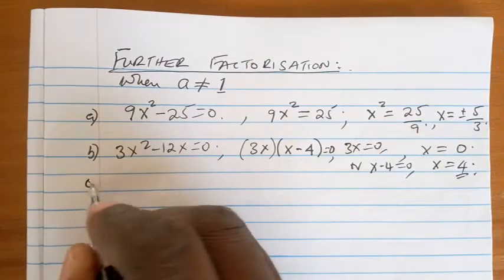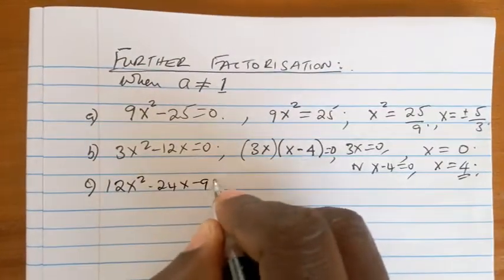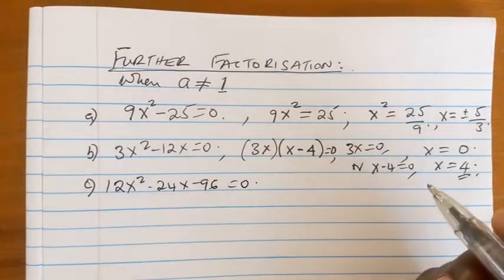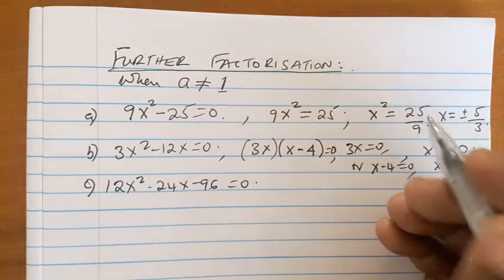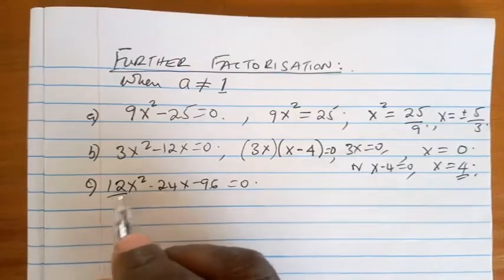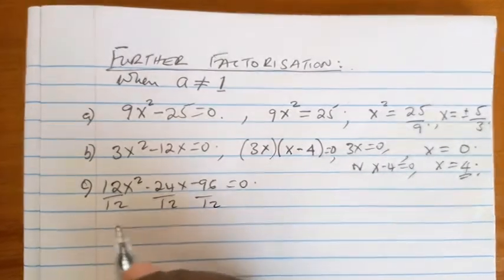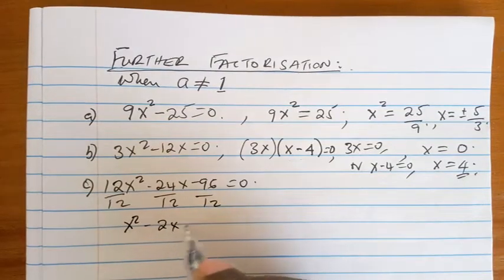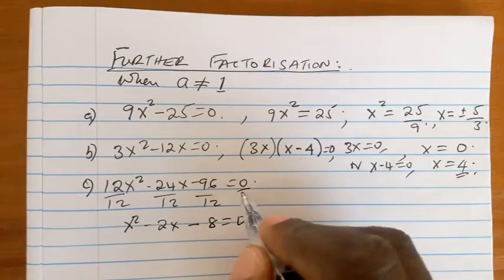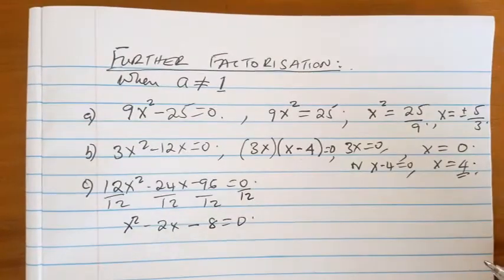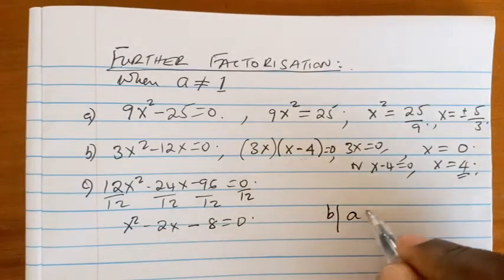But if you look at part C, which is 12x squared minus 24x minus 96 is equal to 0, you realize that you can divide everything by 12, to have something that looks like x squared minus 2x minus 8 being equal to 0, and even 0 divided by 12 remains 0. From that point, you can go the BAC way.